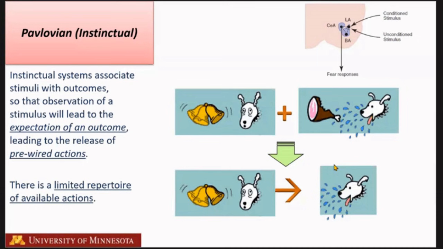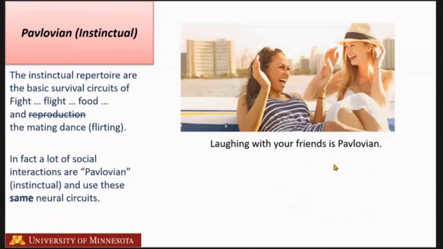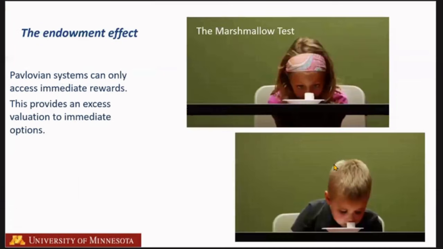This works through a neural circuit based on a structure called the amygdala. Again, it's a different neural circuit. One of the things that surprised neuroscientists over the last 20 years or so is that yes, instinctual things are the basic circuits of fight and flight, feeding and things like that. But it turns out a huge amount of human social interactions are based on this circuit. Laughing with your friends is based on this circuit.